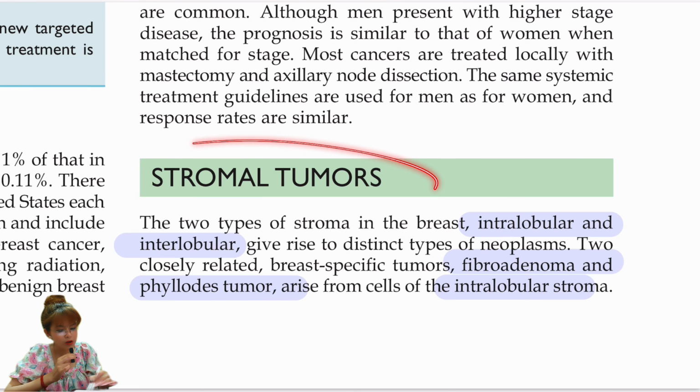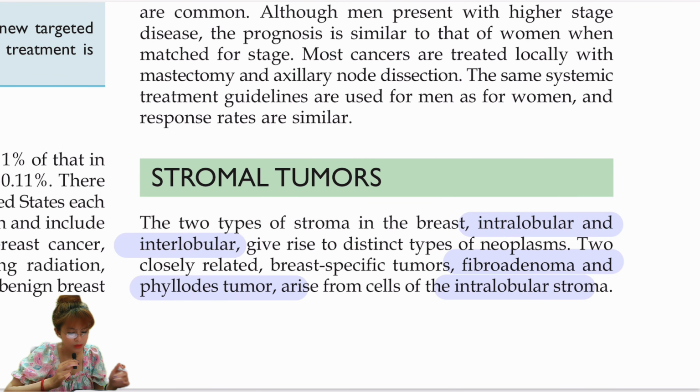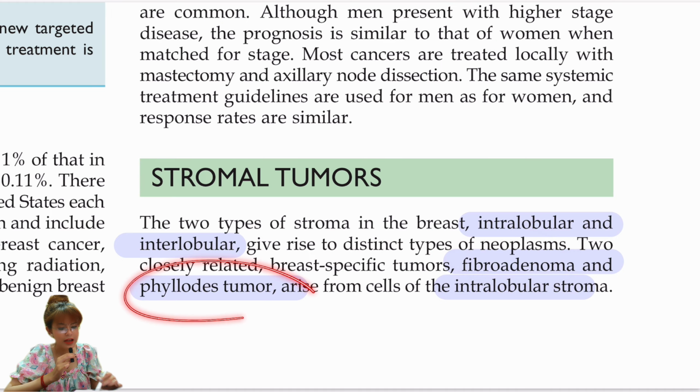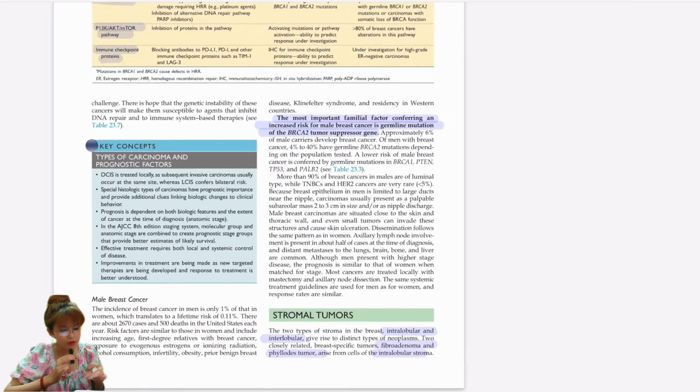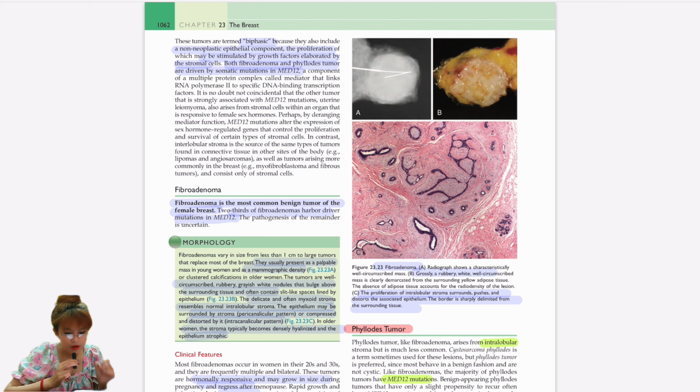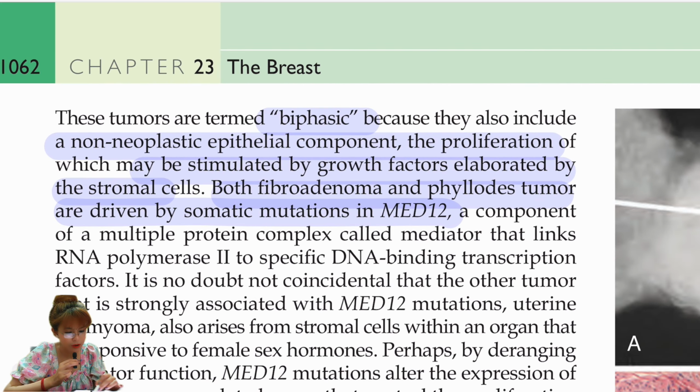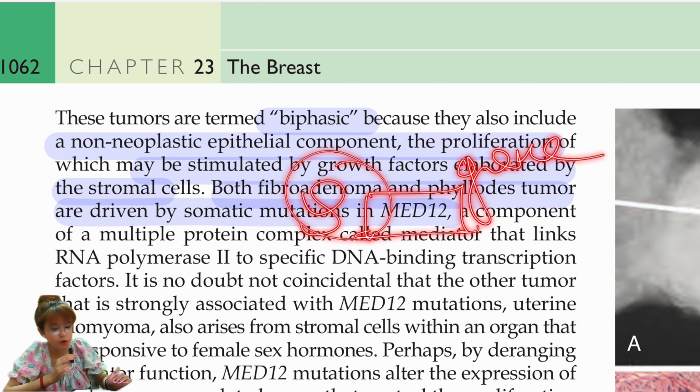And now if you talk about the stromal tumors, you have two tumors. Number one is the fibroadenoma and number two is the phyllodes tumor. You know that fibroadenoma is of two types: you have the intracanalicular and the pericanalicular. Now a very important point: both fibroadenoma and phyllodes tumor have mutations in the MED12 gene. Very important MCQ points.